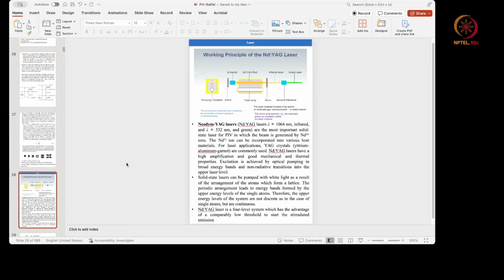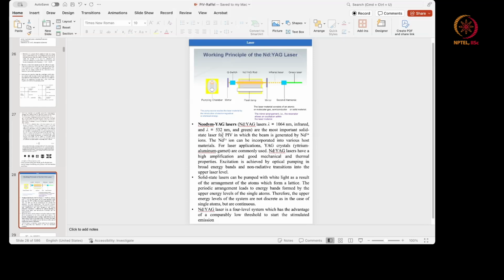Now, the working principle of an Nd:YAG laser: you will see that there is a flash lamp, and this is the Nd:YAG rod, and these are mirrors. You can have a second harmonic generator, and this is the pumping chamber, and this is a Q switch. This is an infrared laser, as we know, at 1064 nanometer, and the second harmonic is at 532 nanometer, which is green.